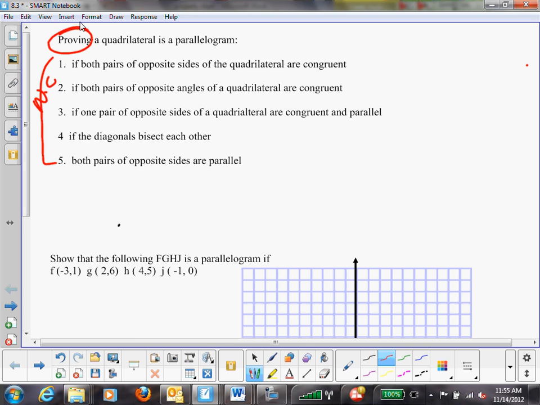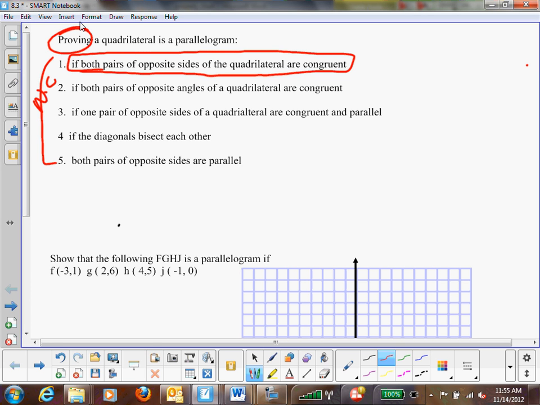Number 1, we need to prove or show both pairs of opposite sides are congruent. Well, if I want to prove both pairs of opposite sides are congruent, what do I want to use if I'm given a set of points? The distance formula, yeah.